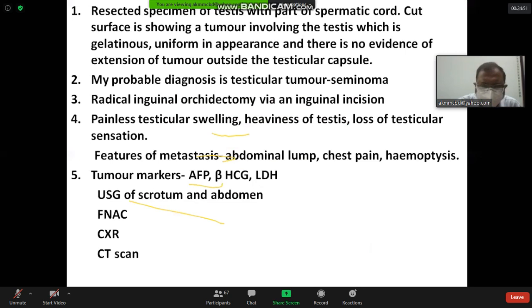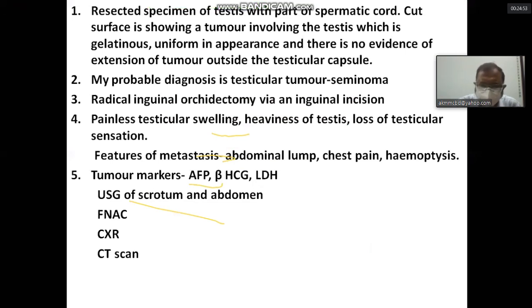There will be painless testicular swelling, heaviness of testis, loss of testicular sensation. These are for the testicular tumor. But if there are signs of metastasis or features of metastasis, there will be abdominal lump, chest pain, and hemoptysis. Okay?